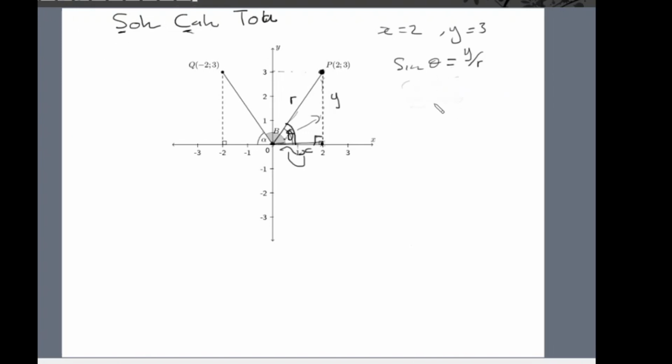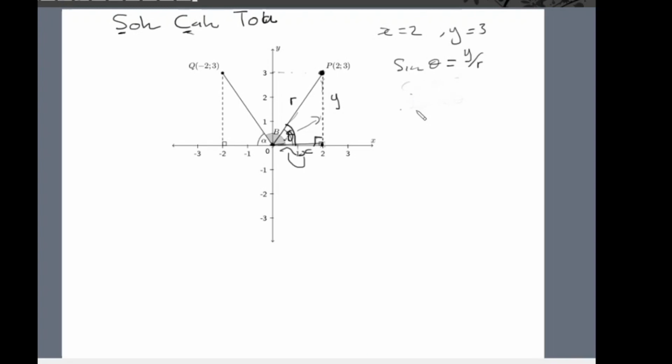So when you define cos theta, you'll see cos theta is adjacent over hypotenuse. In this case, the adjacent side is x, the hypotenuse is r. So that's r there, it's x over r.